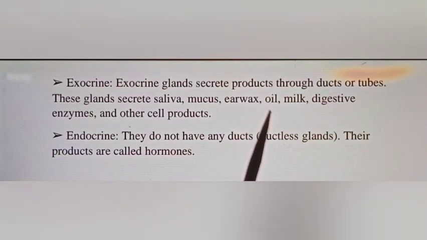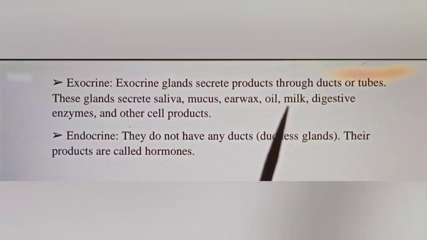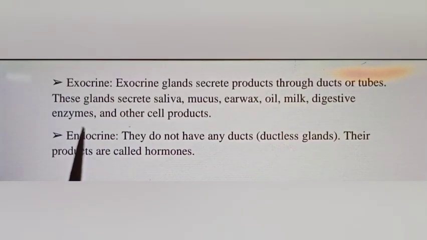The oil is secreted by the sebaceous gland, and the milk is secreted by the mammary gland. The digestive enzymes are secreted by the pancreas or the liver, and even the walls of the stomach contain glands which can secrete enzymes. All other cell products are also products of exocrine glands.